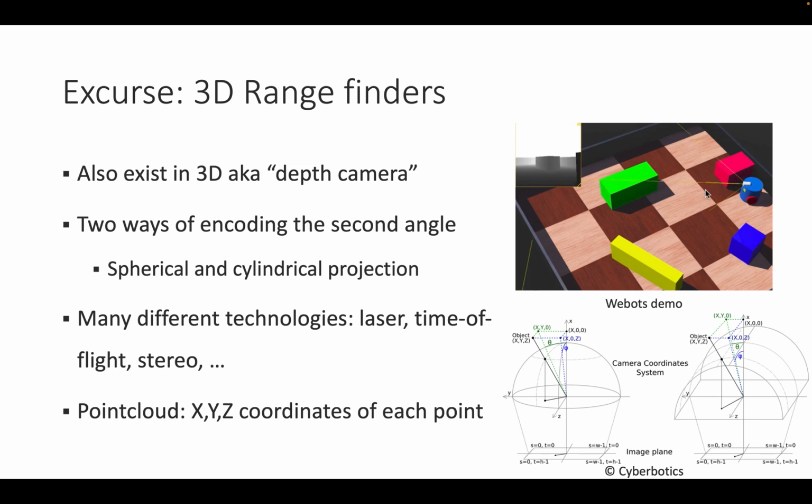One is the spherical projection, the other one is the cylindrical projection. They now provide you with a range and 2 angles. The details of this usually don't matter, because what you usually end up with is some kind of point cloud, this time consisting of 3 coordinates that give you the coordinate of where each of these lasers or depth image sensors hit.